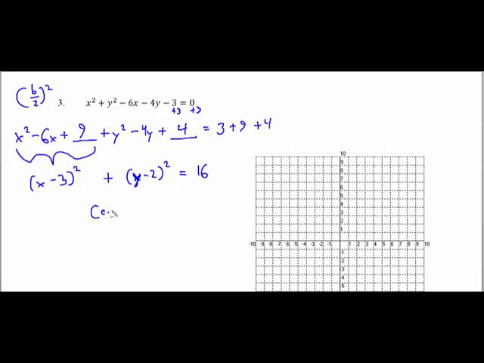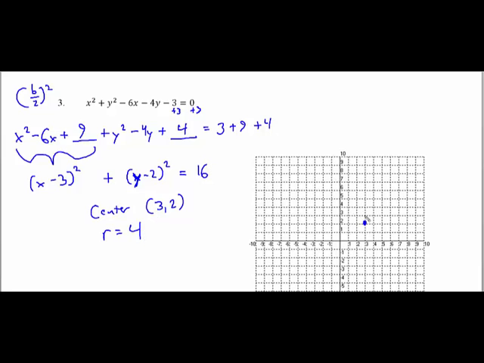So my center in this case is going to be the point 3 comma 2, because it's opposite the h and k. So 3 comma 2 is right here. That's over 3 up 2. The radius in this case is 4, because in the general equation, this number here is the r squared, so we would take the square root to find r.